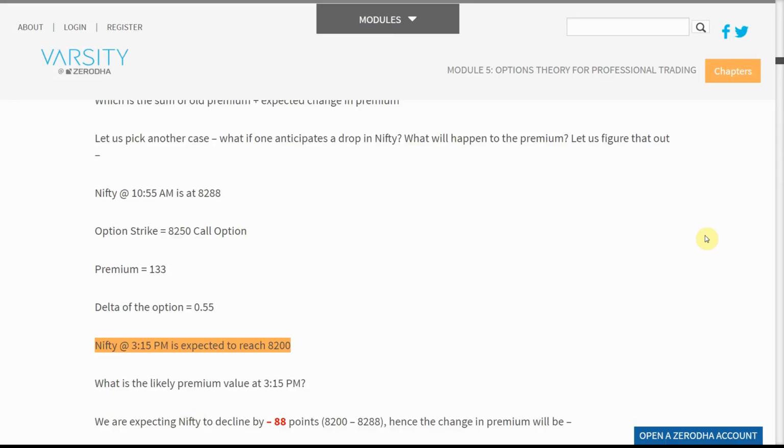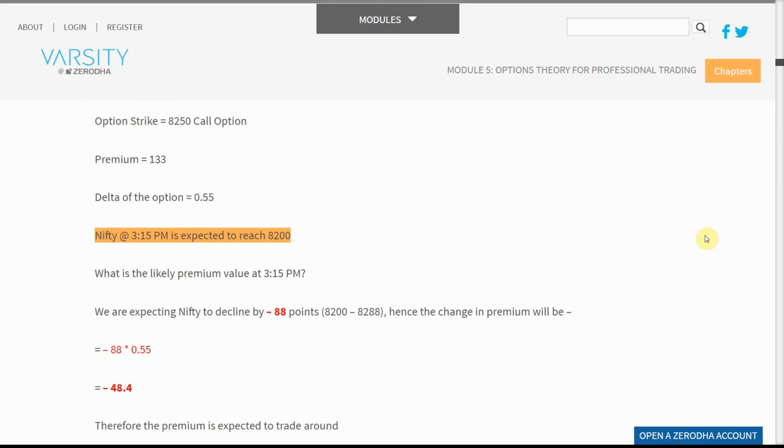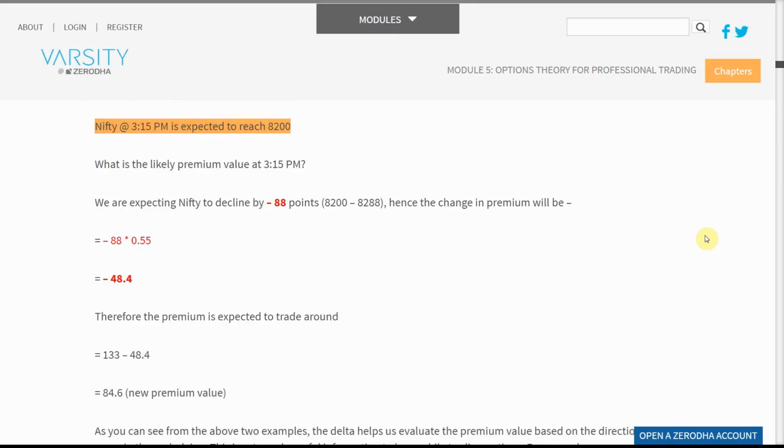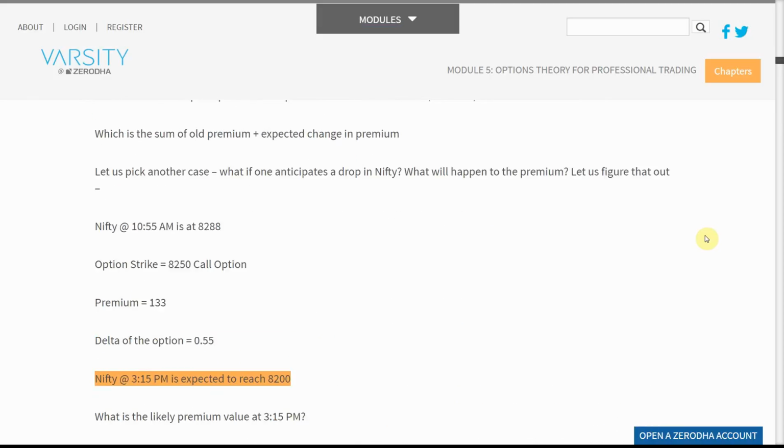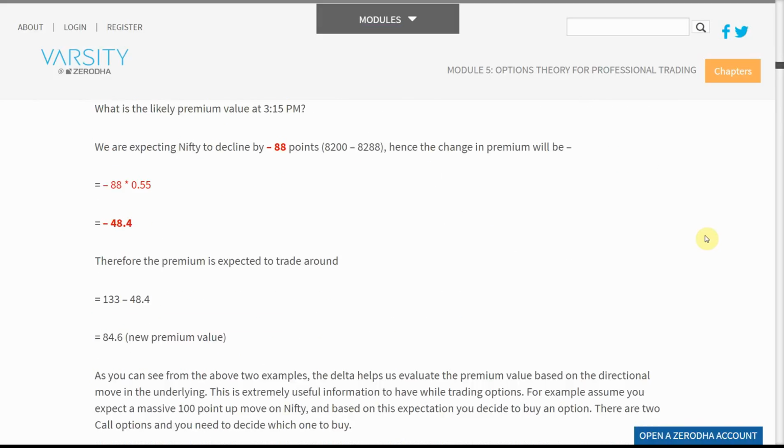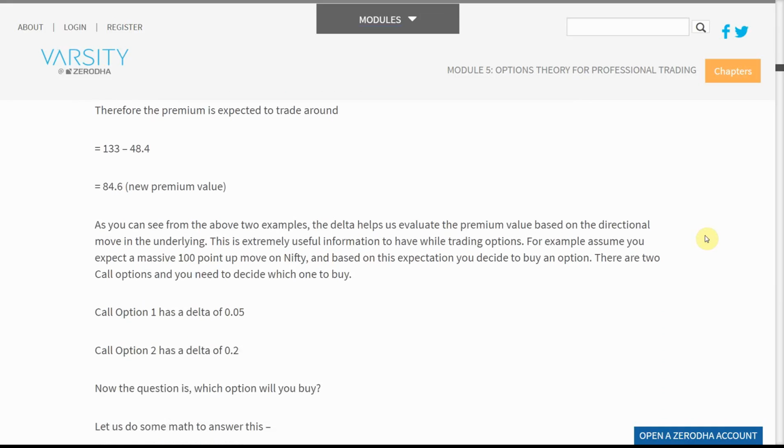As you can see from the above two examples, the delta helps us evaluate the premium value based on the directional move in the underlying. This is extremely useful information to have while trading options. For example, assume you expect a massive 100-point up move on Nifty, and based on this expectation you decide to buy an option. There are two call options and you need to decide which one to buy.